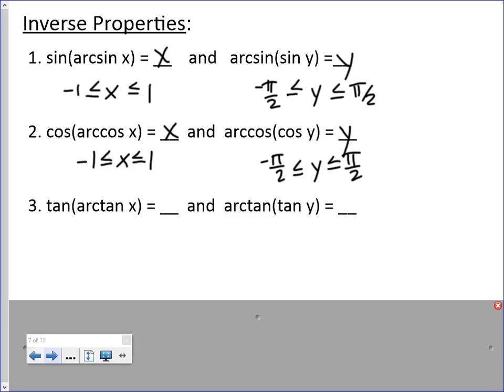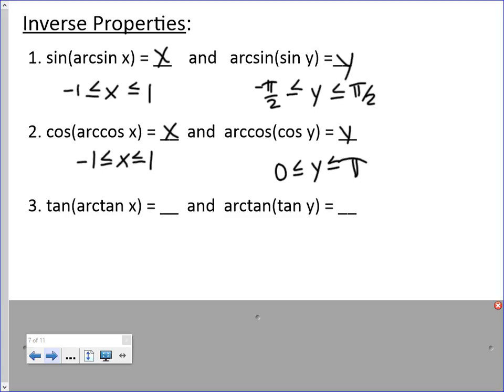Sam, how about the range for cosine? Oh, yes, sorry. 0 to pi. Thank you, Jordan. I was thinking in my head, make sure you write 0 to pi. Then I started talking. 0 to pi. Thank you. Make sure you make that correction.